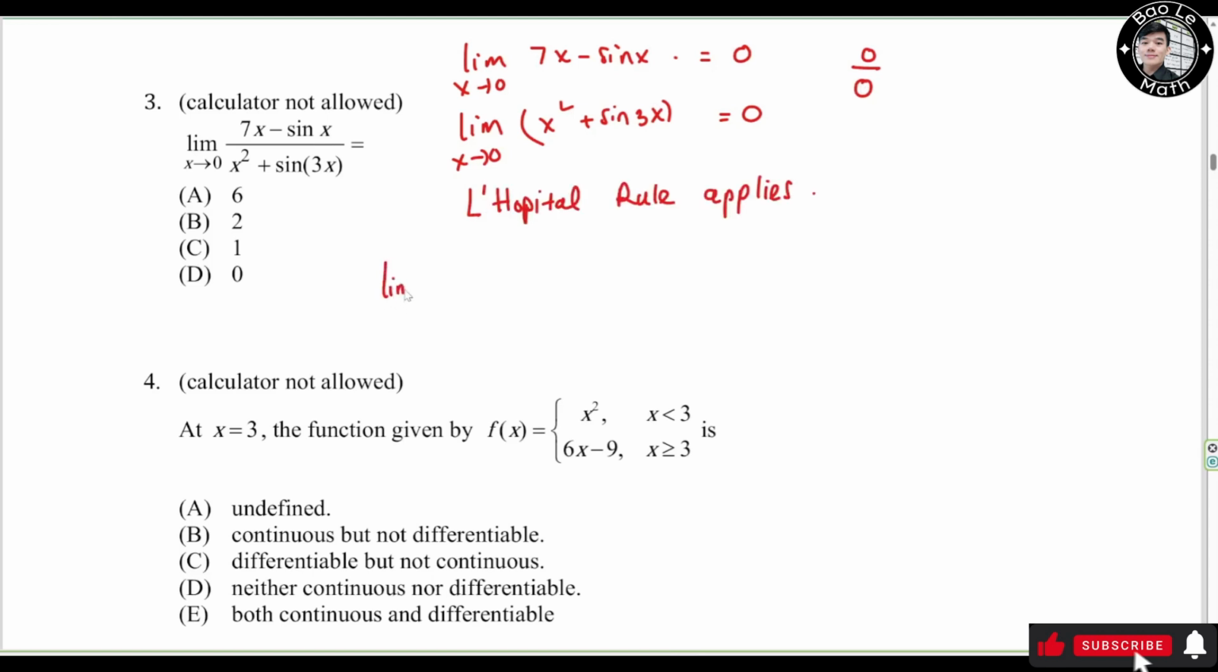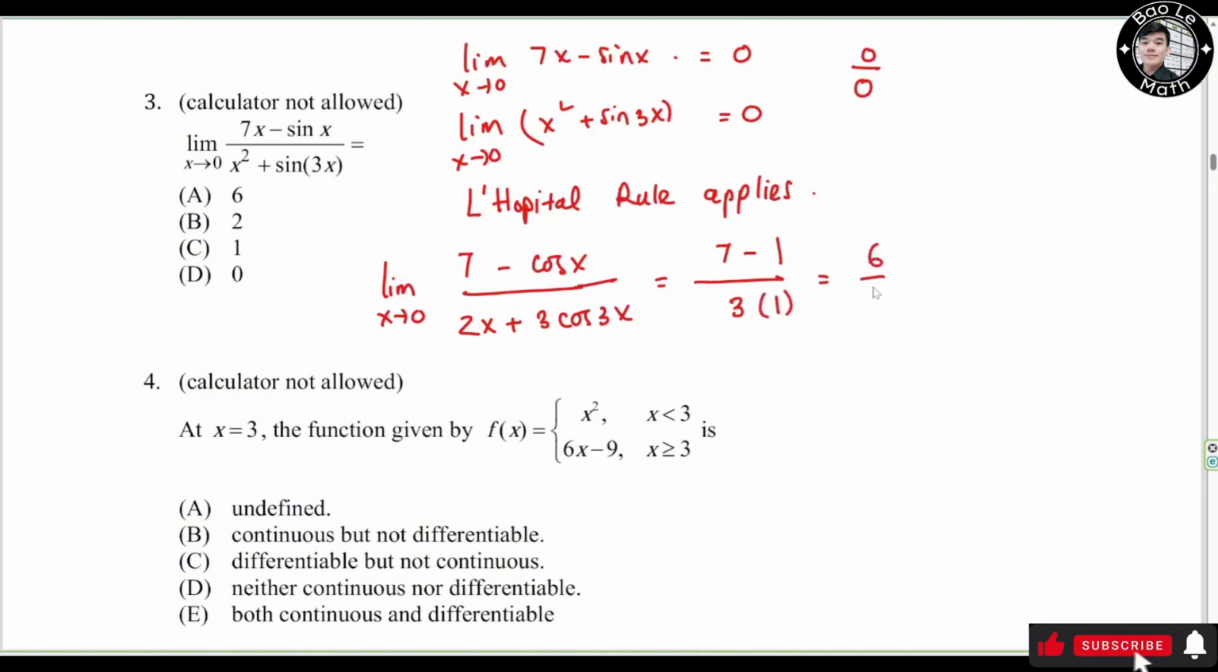So it's going to be the limit as s approaches 0. Take the derivative of the numerator to get 7 minus cosine s, over 2s. The derivative of sine u is u prime times cosine u, so it's plus 3 cosine 3s. Now substitute 0 for s: 7 minus cosine 0, which is 1, over 2 times 0, which is 0, and then 3 cosine 0, which is 3. So it's 6 over 3, which is 2. The answer must be B.